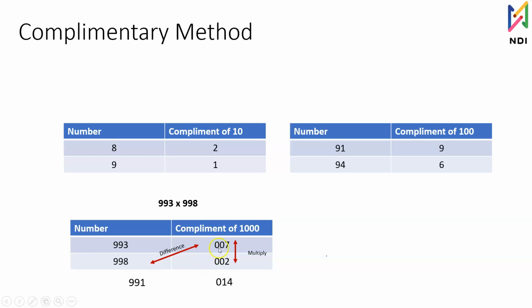991, 7 into 2 is 14, right? 014. And what is the answer? That's it. How long did it take for us, right? Easy, right? So go ahead and try, right? It's a very, very powerful technique, okay? And it makes you do large sums, multiplication of large numbers, in a matter of seconds.